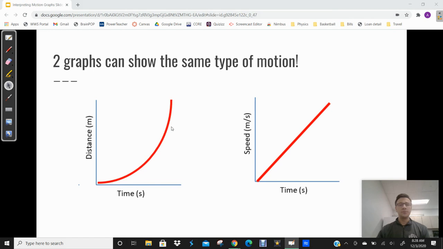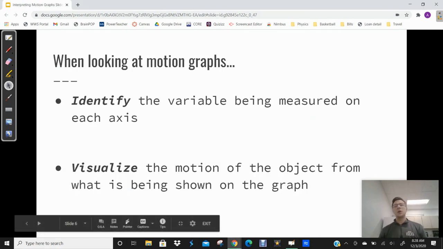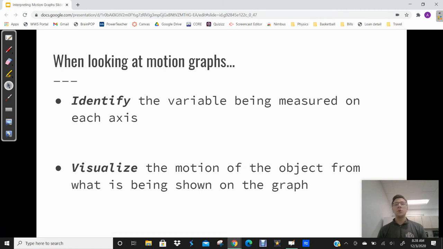Let's move on. So again, just to kind of reiterate a couple things here. The first thing you want to do when you look at a motion graph is identify the variable that's being measured on each axis, and specifically the y-axis when we're looking at these motion graphs, because in both of them you have time on the x-axis, but it's the y-axis that really tells you what's going on. Then you want to visualize the motion of the object by thinking about the slope. What does the slope mean? And then what is the slope doing?